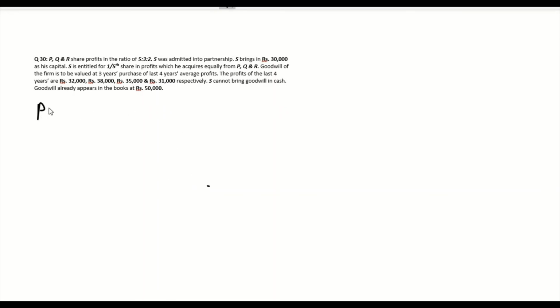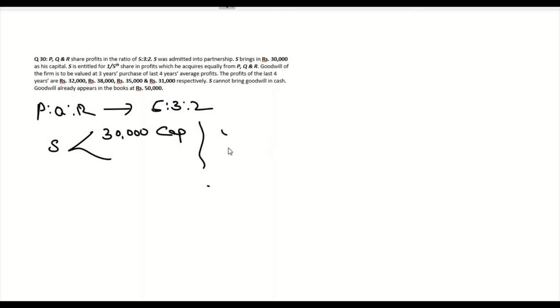Okay, so now we have three partners here, P, Q and R. Their profit sharing ratio is 5:3:2. S is admitted as a new partner. He brings in capital of rupees 30,000. And he is admitted for 1/5 share of profit. The new profit sharing ratio after this is going to be 1:1:1. It's equal profit.